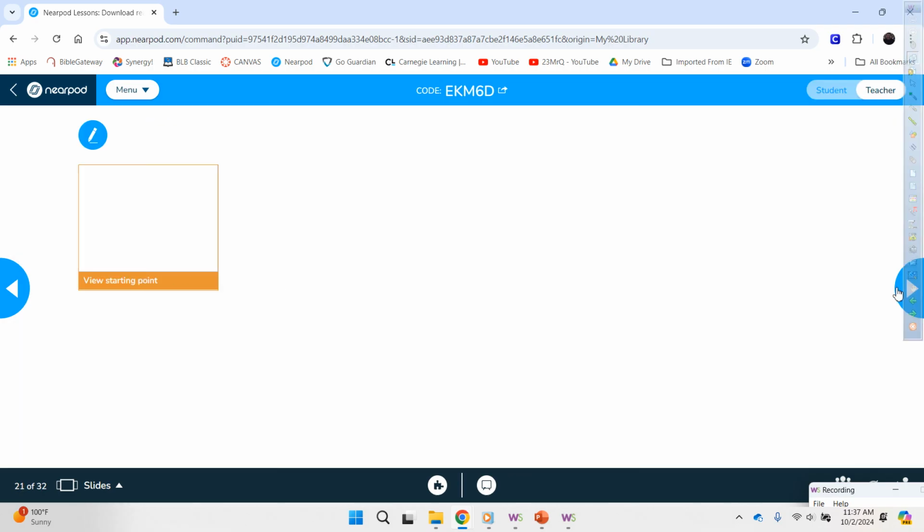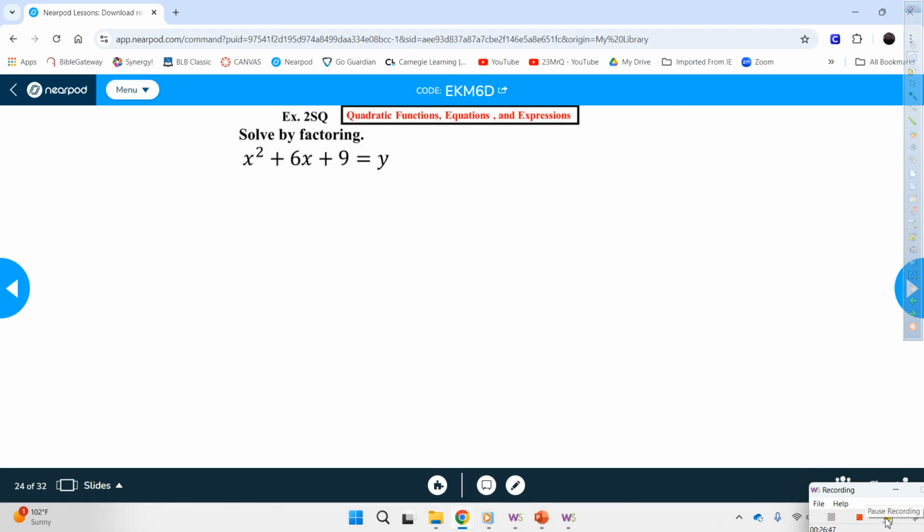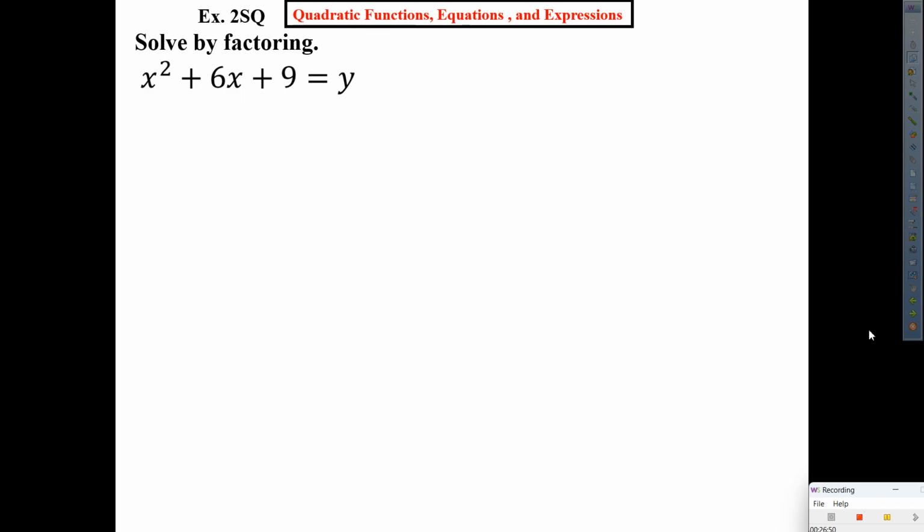No, it's too easy. Copy that one. Example 2 super cube. X squared plus 6x plus 9 equals y. This is using factoring only. I'll give you a head start. All right, you should be just about done. Looks like Monte's done. Very good, Monte.